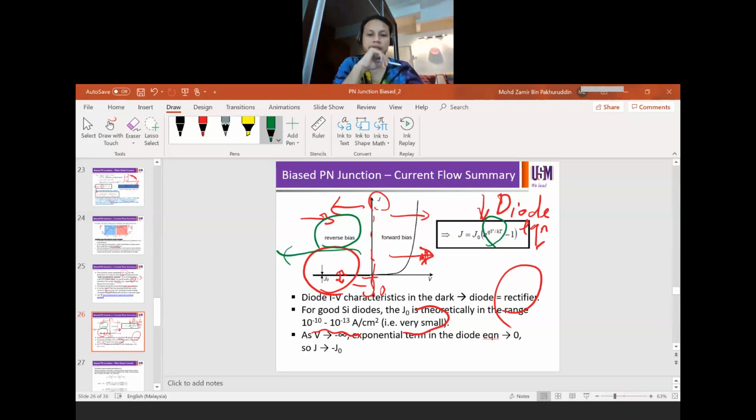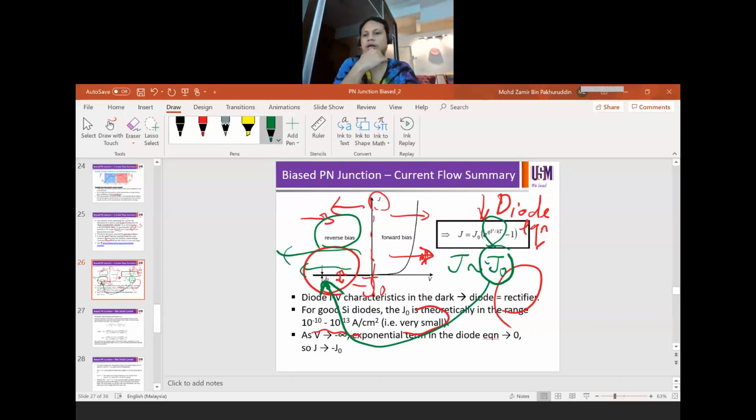So that means if your exponential component is equal to 0, J will be approximately equal to negative J naught. J naught times minus 1 will be negative J naught. So that's why, as you go to the negative region, negative voltage, negative bias, you will have this negative J naught. This negative J naught is actually here, as you can see on the graph, right?